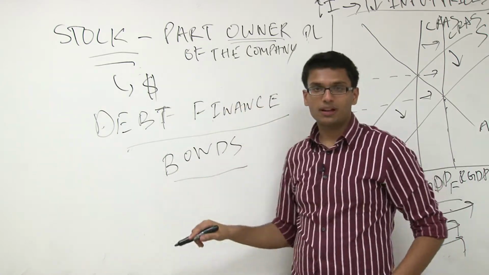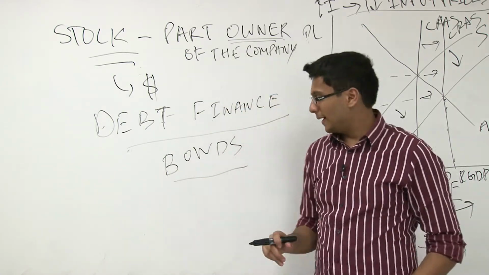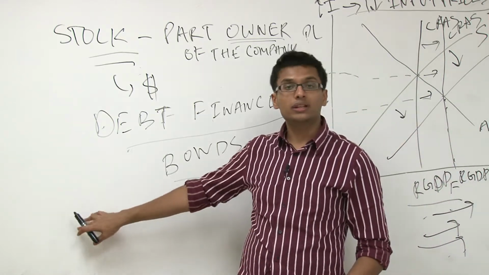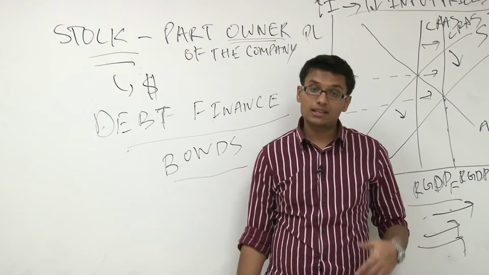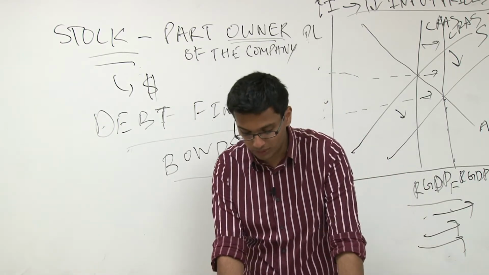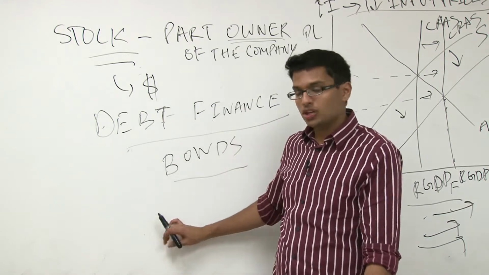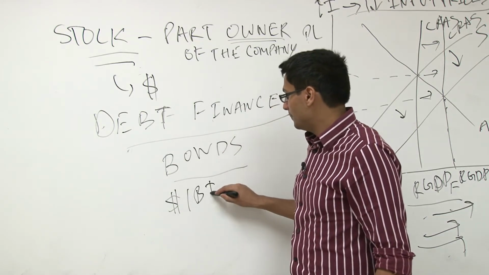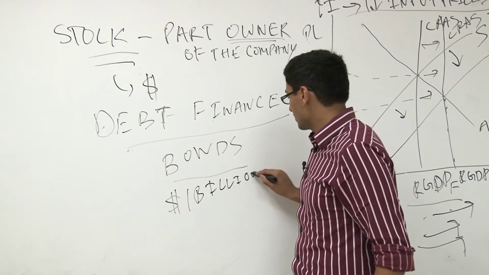Not James Bond, bonds, okay? Bonds have to do with the fact that I'm Google, okay? And I talked about the fact that I need $1 billion for a particular project. Yes, I can go to the bank and borrow that money. That's also debt financing, but the point is that Google can issue $1 billion in bonds, okay?